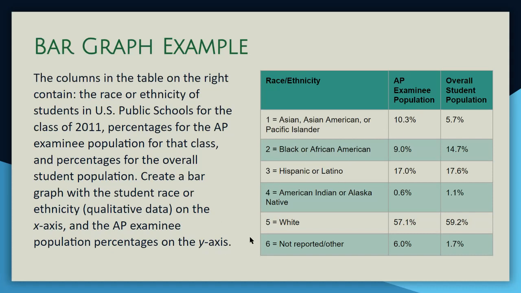So to make our bar graph, we're going to put the qualitative variable on one axis, the numeric data on another. I'm going to default to vertical bars, so I'm going to put my categories on the x and my numeric variable on the y. And you'll notice I'm circling AP examinee population because that's what they asked us for here. So they didn't mention overall student population. It's a bar chart for ethnicity versus examinee population. So let's get that grid set up.